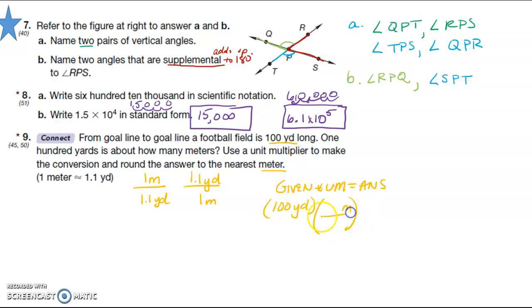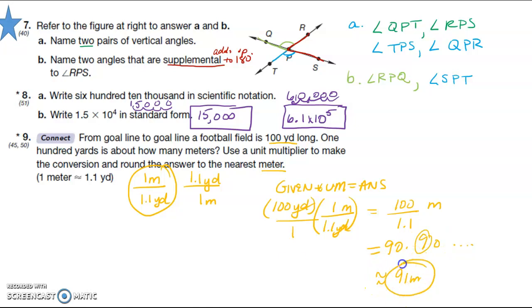Times, we want it in meters, so I'm going to need this one: 1 meter over 1.1 yards. And remember, you multiply these just like you would two fractions. Multiply across the top, multiply across the bottom. We want meters. Yards are going to go away, so I have 100 divided by 1.1, which is 90.90 and so on, but it says to round to the nearest meter. That means I round it to 91 meters.